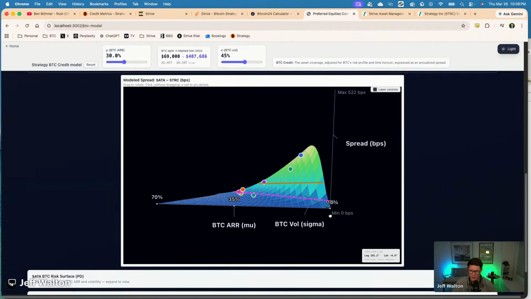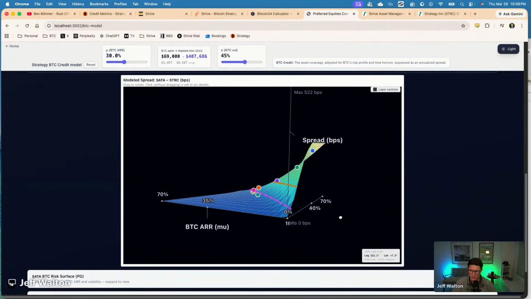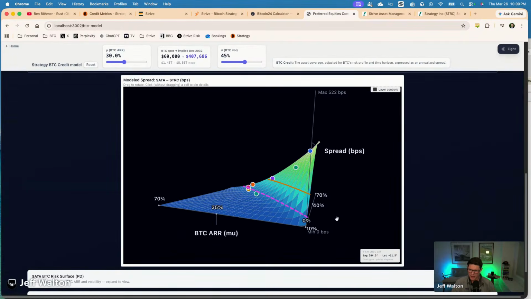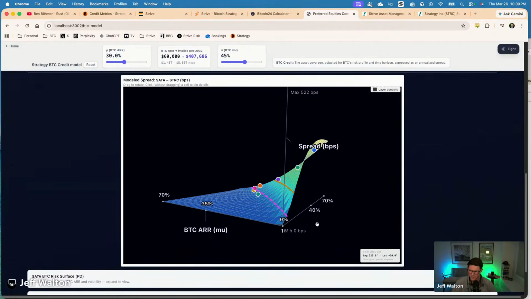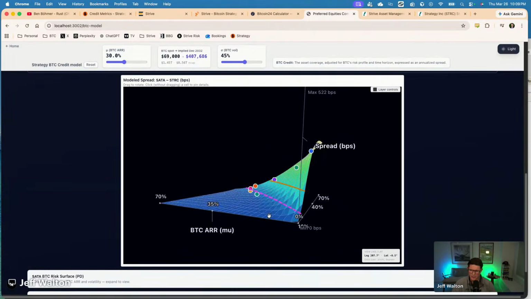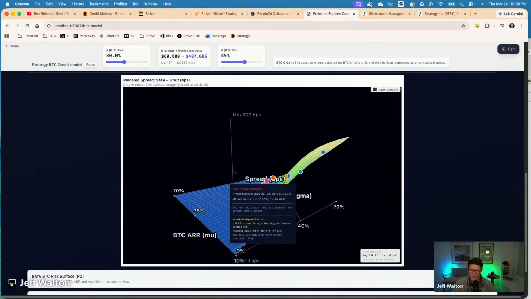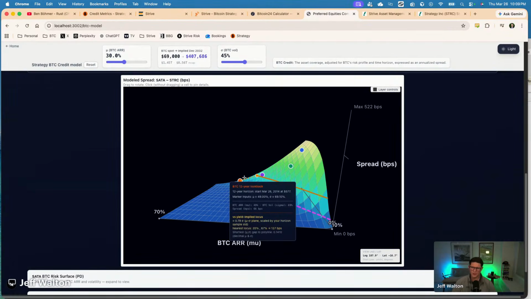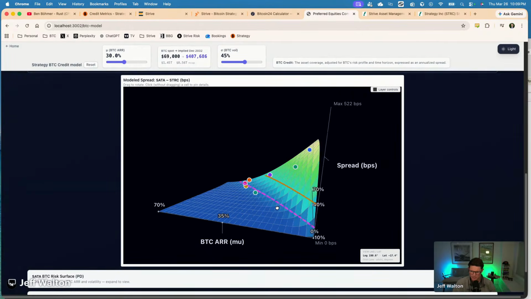So what this is showing is a three-dimensional model showing BTC ARR on this x axis here, BTC volatility on this x axis over here. You can see BTC vol. And then the vertical y axis is spread. So this is the credit spread. Basically, I wanted to visualize at different rates of return and different volatilities what the surface of credit spread looks like. And that's what we've got here.